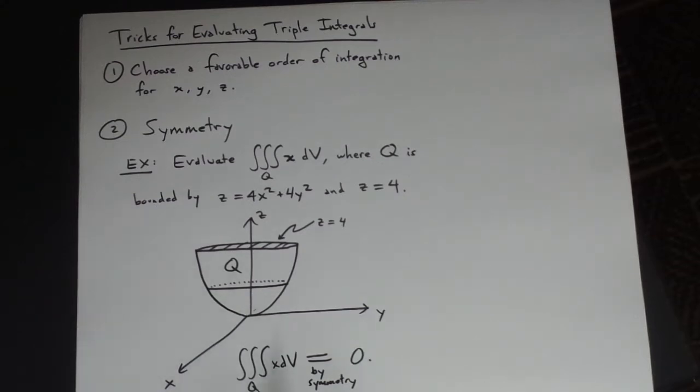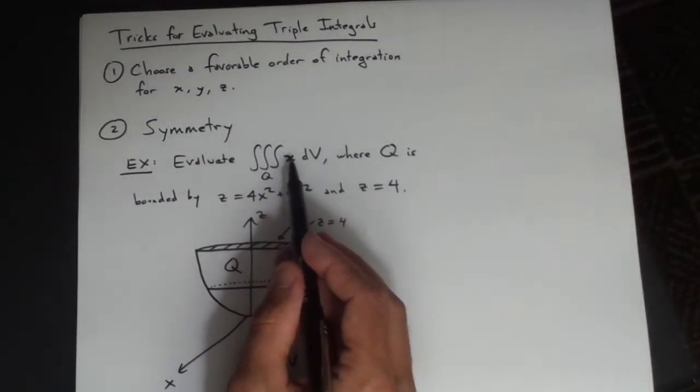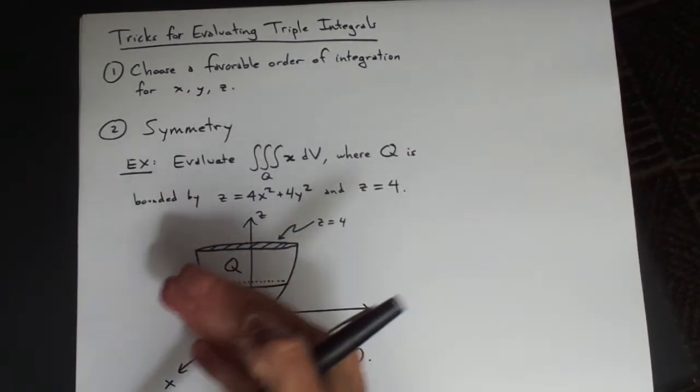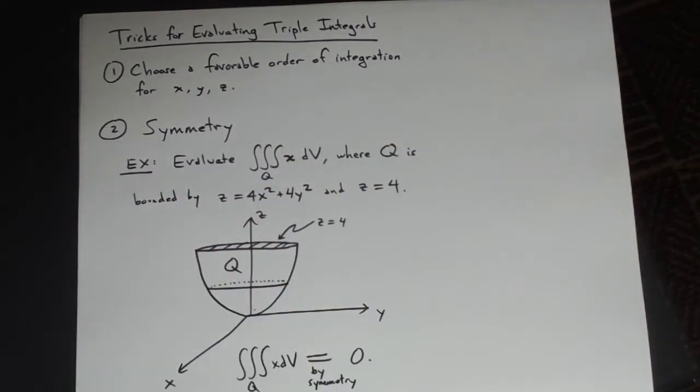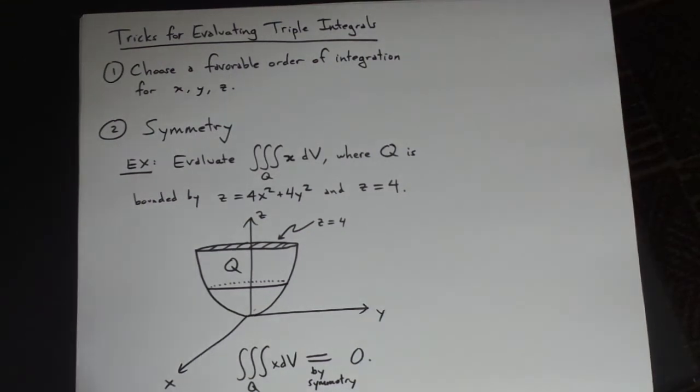Now, of course, our interpretation of this as a mass breaks down. Anytime you are integrating a function that is sometimes negative, notice that for half of that paraboloid, x is negative for the entire back half. At that point, the interpretation of this triple integral as a mass completely breaks down. But we can still calculate the triple integral. And it just comes naturally, based on the symmetry of the shape, that this answer is going to be 0 without even having to do the work.